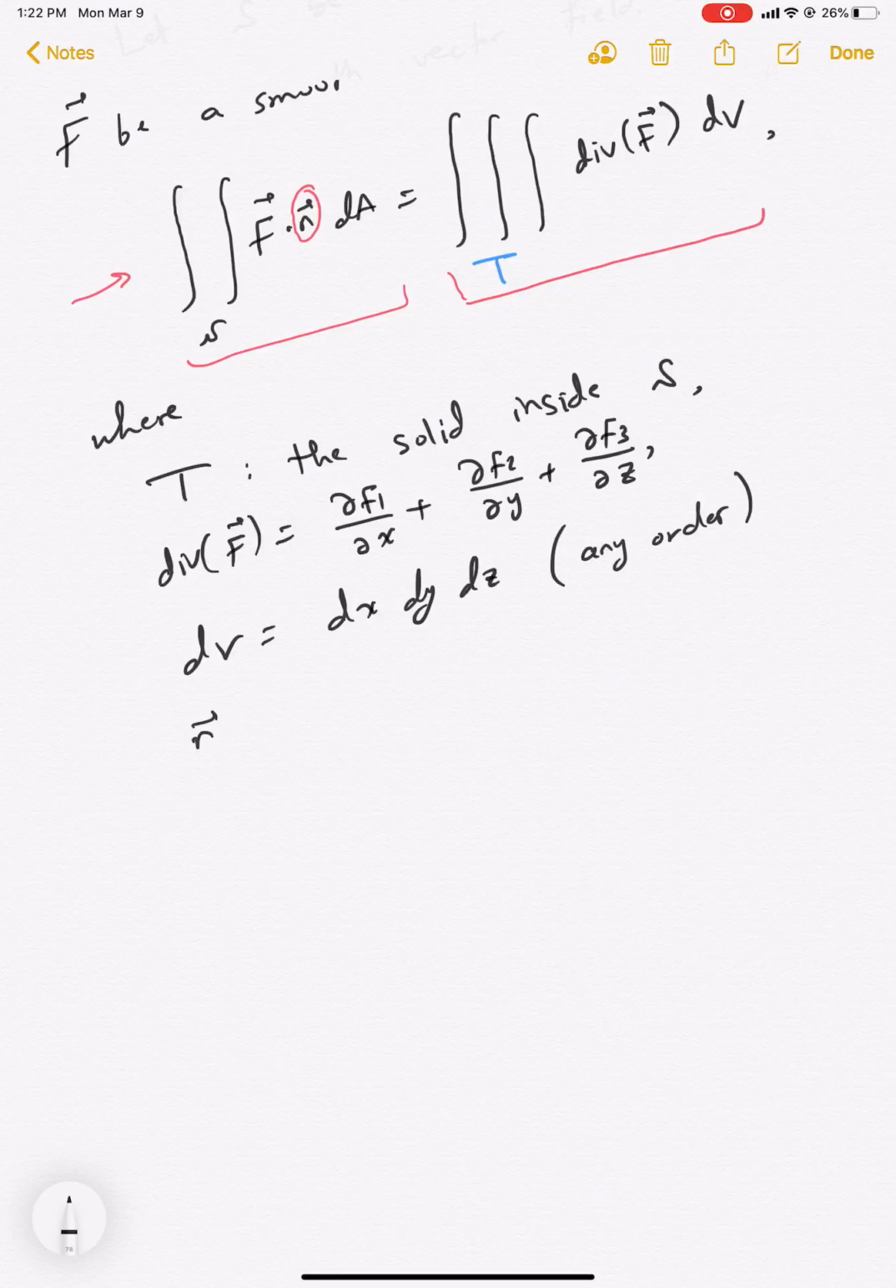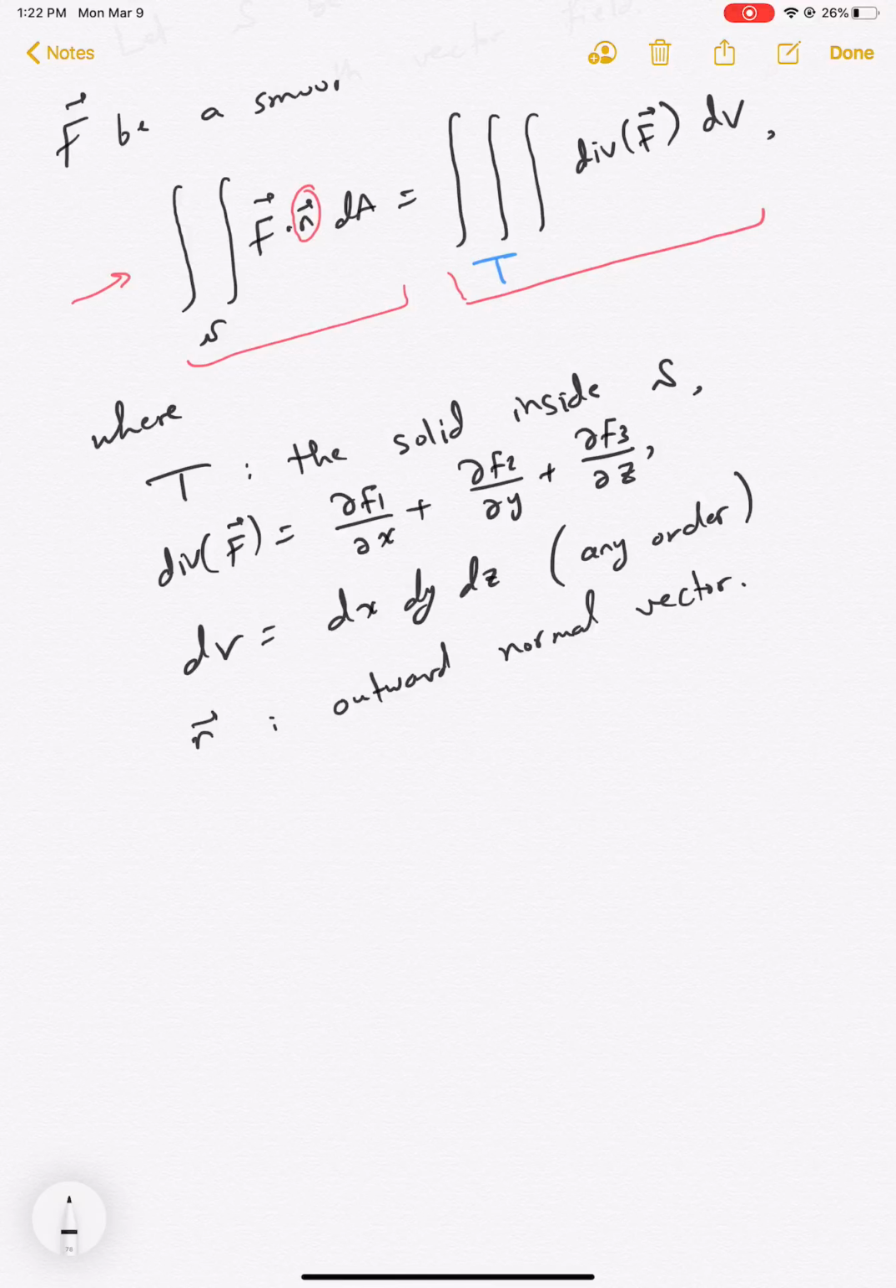So what is the n? The n will be the outward normal vector. This is very important. In applying the divergence theorem, we need to ensure that the normal vector is the outward normal vector. And of course, this reminds us of the previous example on the sphere. Remember, we had kind of the same scenario when we dealt with Green's theorem, where Green's theorem has 2 sides. One of them depends on the orientation of the curve.